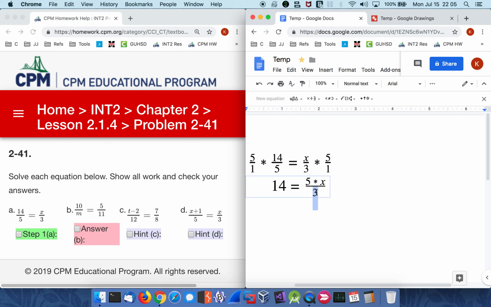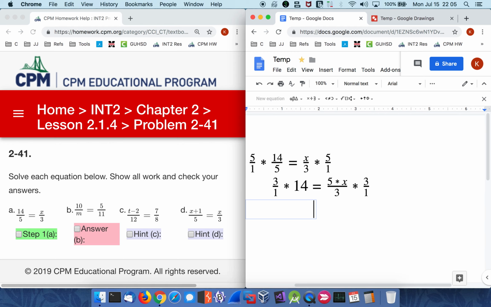Okay, and now we want to get rid of this denominator. So let's multiply this side by 3 over 1, right? So this times 3 over 1, and then that means we've got to multiply this side by 3 over 1. So multiply this side by 3 over 1, multiply this side by 3 over 1. So this means that these 3's cancel out, right? And it's 5 times x over 1, which is the same as 5 times x.